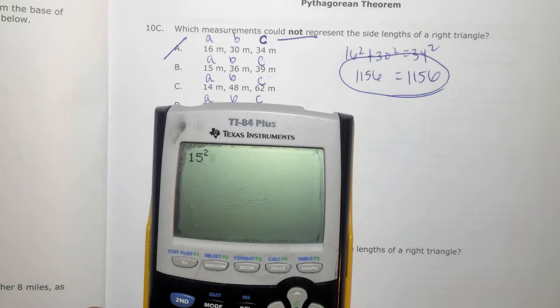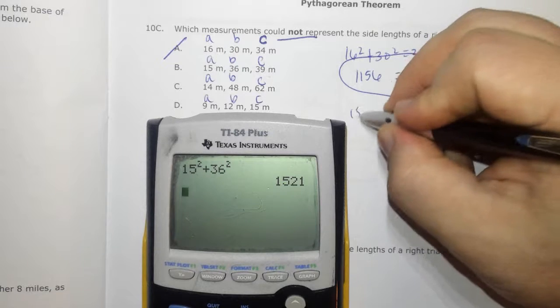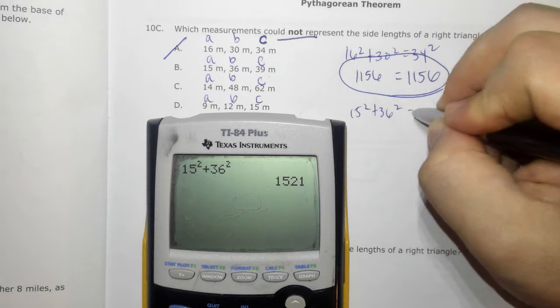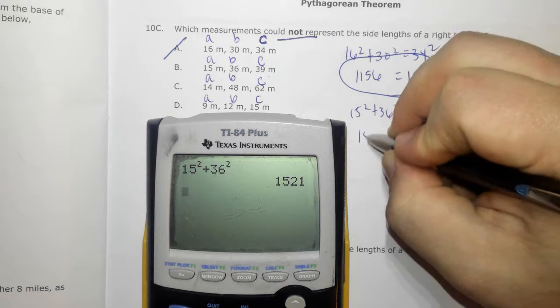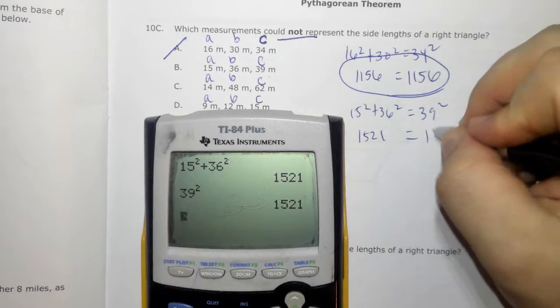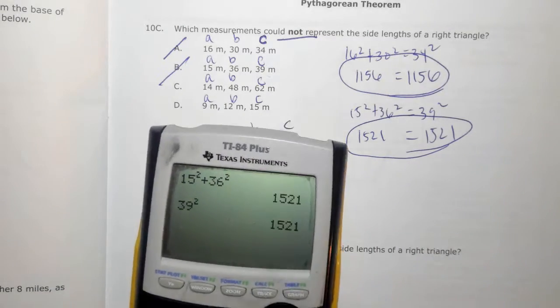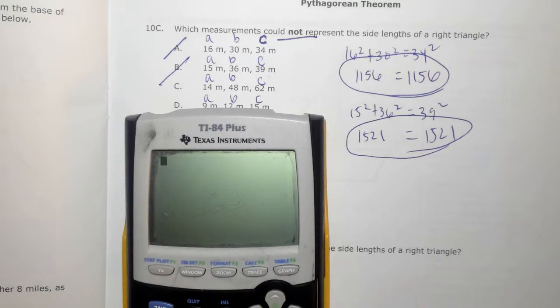15 squared plus 36 squared equals 39 squared. That's 1521. Let's see what 39 squared is. 1521. Okay, so those two equal each other, so that is a right triangle. Let's look at 14, 48, and 62.